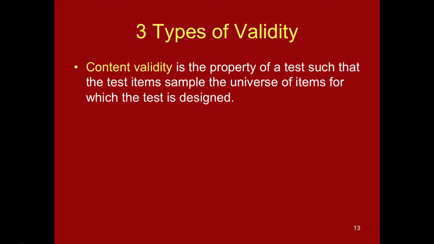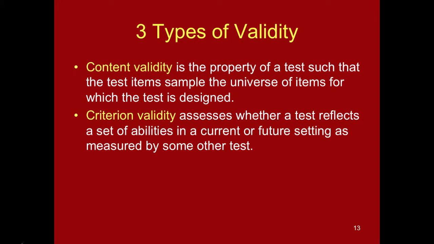When we are trying to establish content validity, we have to ask ourselves, does the collection of items on the test fairly represent all the possible questions that could be asked? Criterion validity assesses whether a test reflects a set of abilities in a current or future setting as measured by some other test. This type of validity is most often used for achievement tests and certification or licensing.